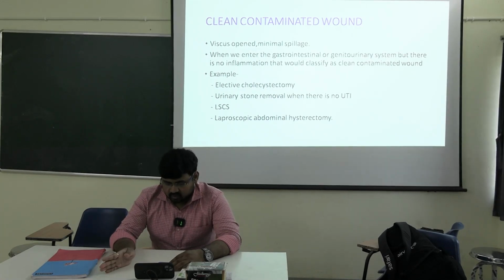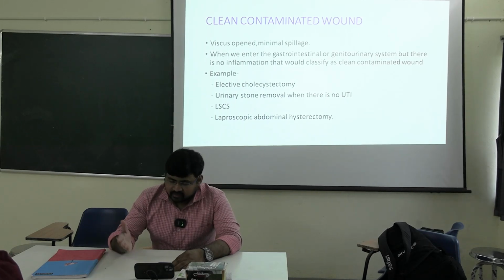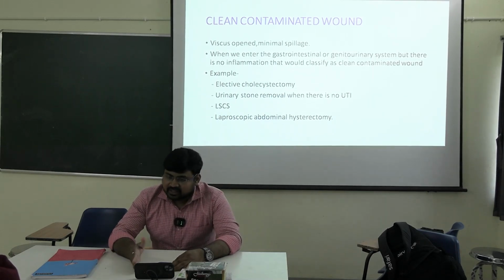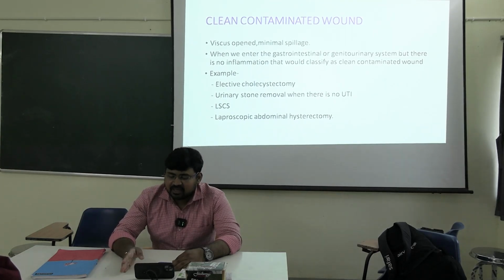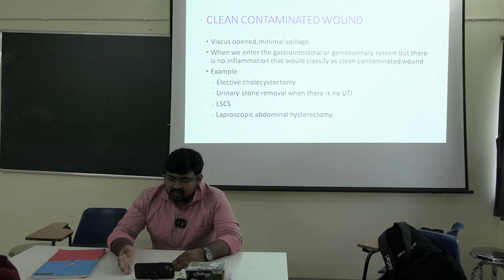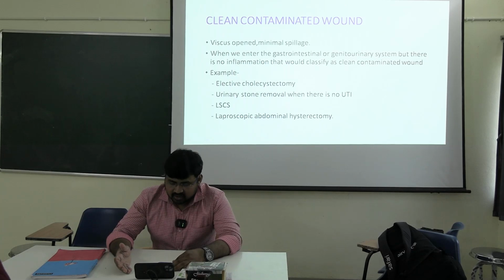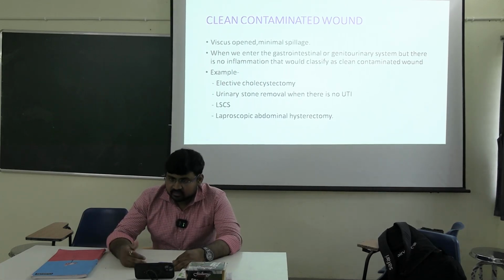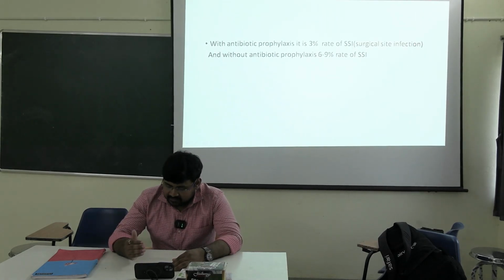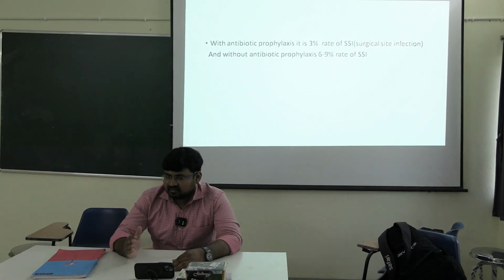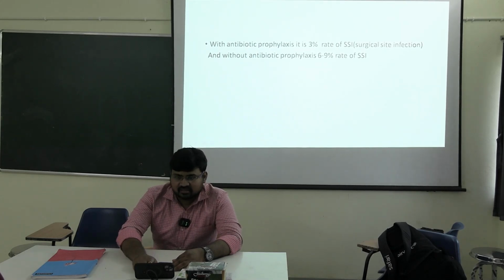Now coming to clean contaminated wound. Clean contaminated wounds are when a viscus has been opened, with minimal spillage. When we enter the GI or genitourinary system but there is no inflammation, that would classify as clean contaminated wound. Examples: elective cholecystectomy, urinary stone removal when there is no UTI, LSCS, then laparoscopic abdominal hysterectomy. With antibiotic prophylaxis, it is a 3% rate of surgical site infection, and without antibiotic prophylaxis, there is a 6 to 9% rate of surgical site infection.